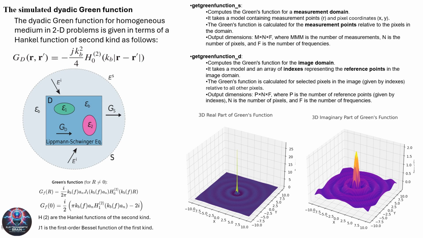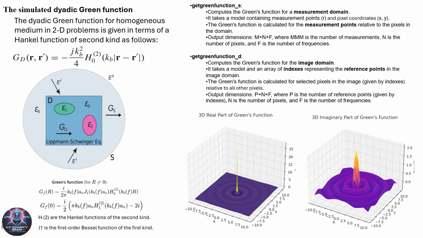In the second case, when R equals 0, i.e., when the source and observation points coincide, in this related equation, H1,2 is the first-order Hankel function of the second kind. This expression gives us the behavior of the Green's function at the source point itself, where the observation and source points are identical. Finally, at the bottom right of the slide, we have 2 3D plots representing the real and imaginary parts of the Green's function.